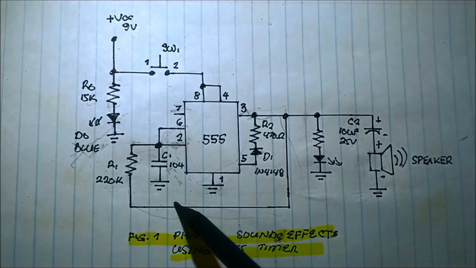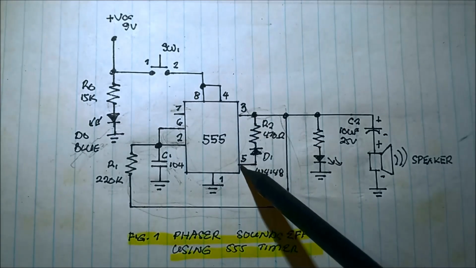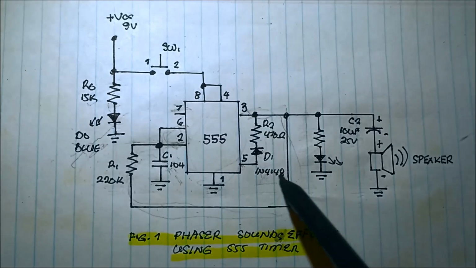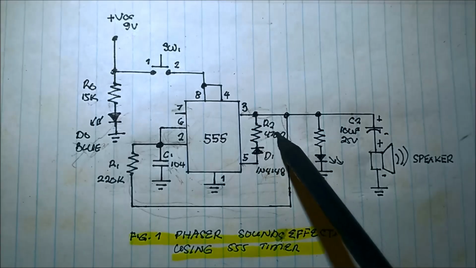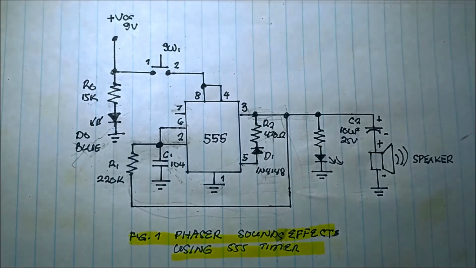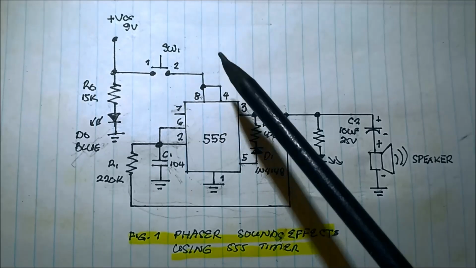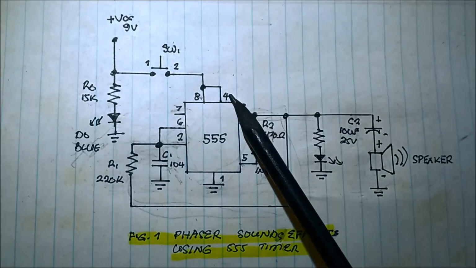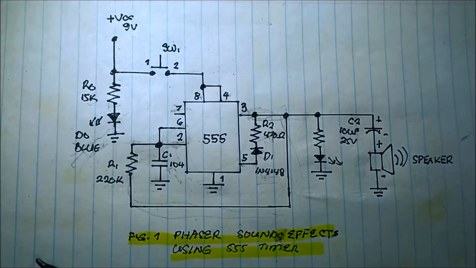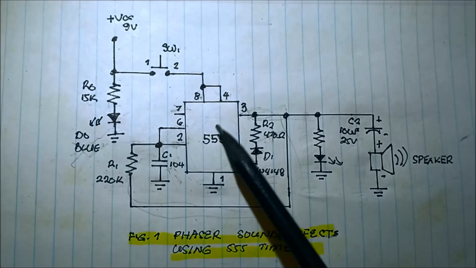So this R1 is a feedback resistor. And then control voltage pin number 5. We have pass switching diode in series with 470 ohms resistor to the output connected. Pin 8, that is the power, and the reset pin number 4. Reset pin 8 connected to the switch. So switch is controlling the power of the 555 timer.